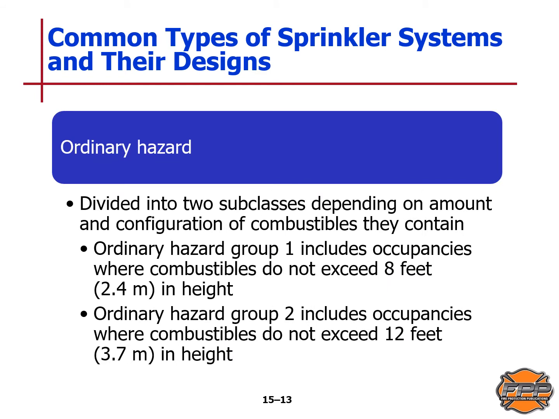An ordinary hazard is divided into two subclasses depending on the amount and configuration of combustibles it contains. Ordinary hazard group 1 includes occupancies where combustibles do not exceed 8 feet or 2.4 meters in height. And ordinary hazard group 2 includes occupancies where combustibles do not exceed 12 feet or 3.7 meters in height.